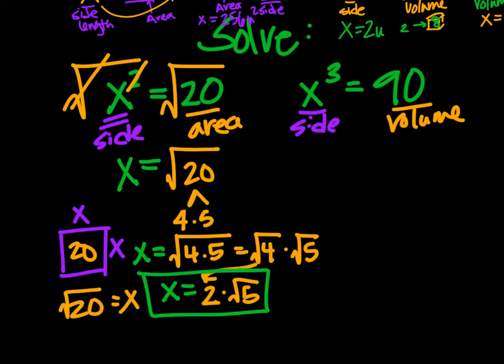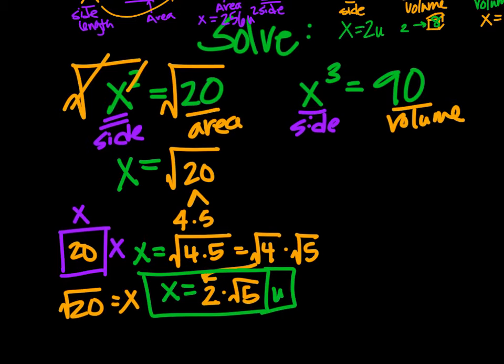So that side length is 2 times the square root of 5, which is, since the square root of 5 is about 2.2-ish, about 4.4 units in length. Doesn't really mean much to us, but this is our exact answer, and we can say units. Should probably put that in our box.